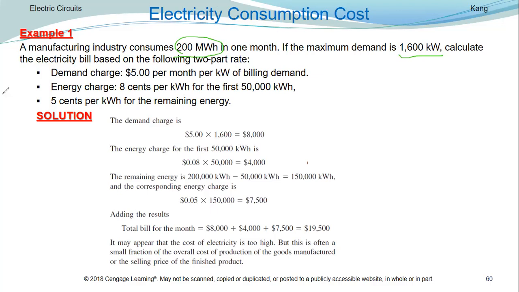The demand charge is $5 per kilowatt per month, and the energy charge is 8 cents per kilowatt hour for the first 50,000 kilowatt hours, and 5 cents per kilowatt hour for the remaining energy. So first you have to find the demand charge. The demand charge will be $5 multiplied by 1600, which equals $8,000. So this is the demand charge.